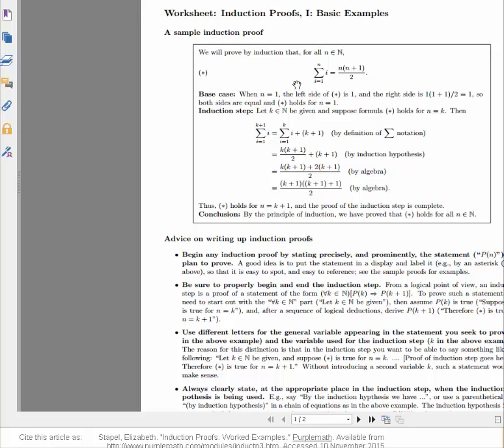Okay, hopefully you can get some idea from these examples and start to try some of these other problems that we can do. Okay, that's it.